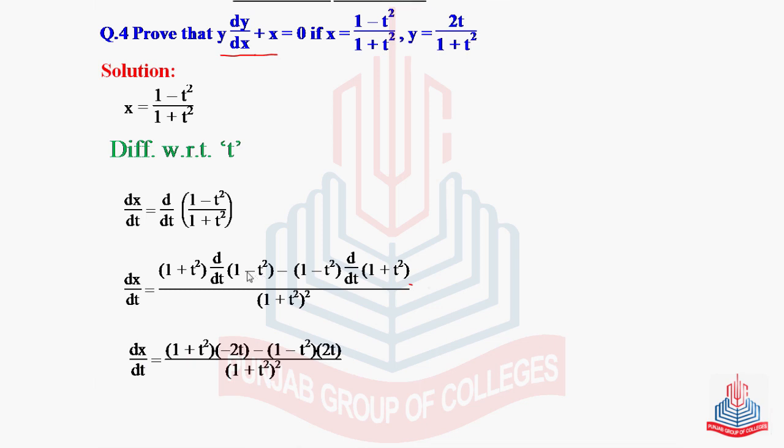Derivative will apply on both of these two functions, and derivative of 1 will be 0 due to the constant function, and derivative of minus t square will be minus 2 into t by using our power rule here. Minus 1 minus t square will be as it is and derivative of 1 plus t square, again derivative of 1 will be 0 and t square will be 2 into t, and this denominator will be as it is, which is 1 plus t square whole square.